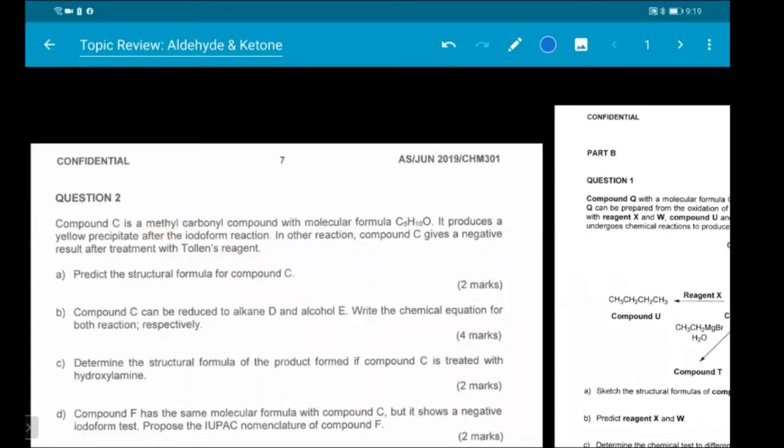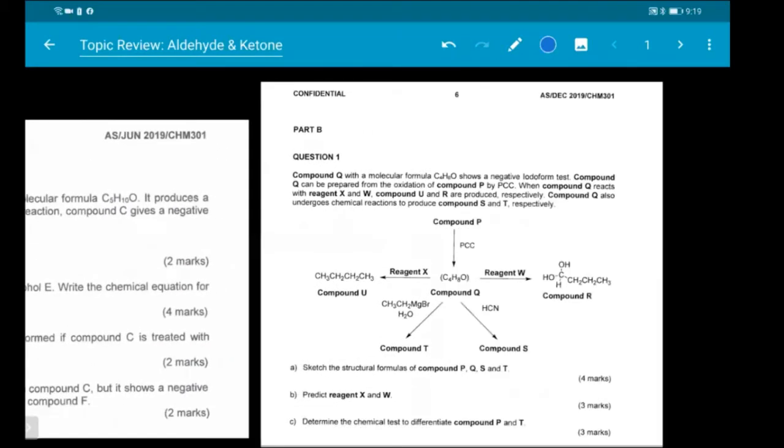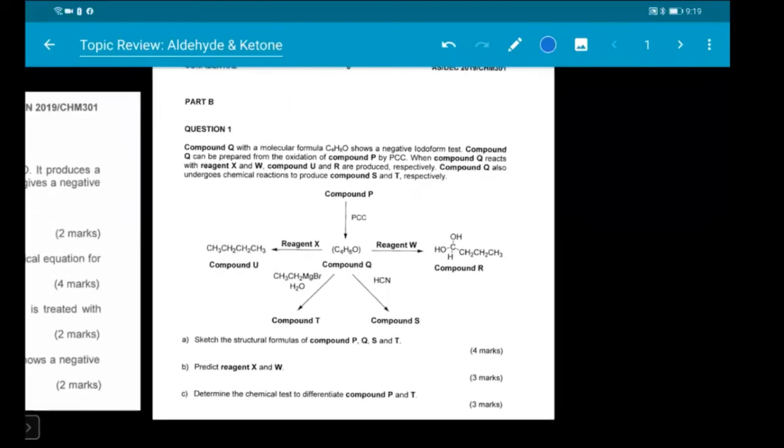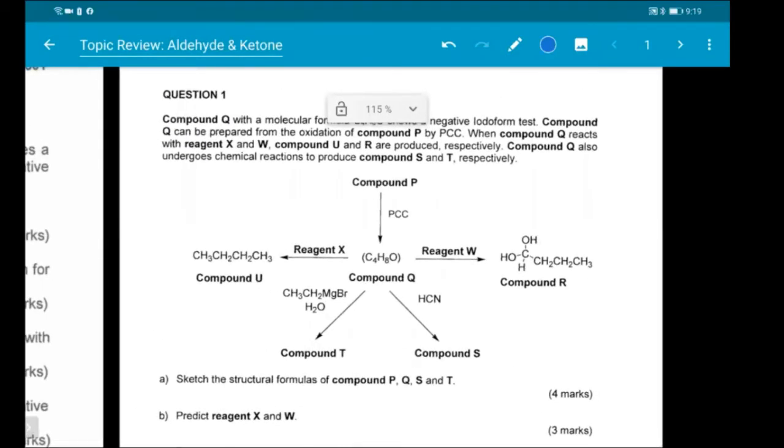Alright, okay, now we know that soalan ni adalah berdasarkan aldehyde dengan ketone. Okay, what about the second one? Dah bagi dah hint dia tu. Which part of the questions tell us that this is question from aldehyde and ketone? Thank you, Asma. It is based on the word iodoform test.